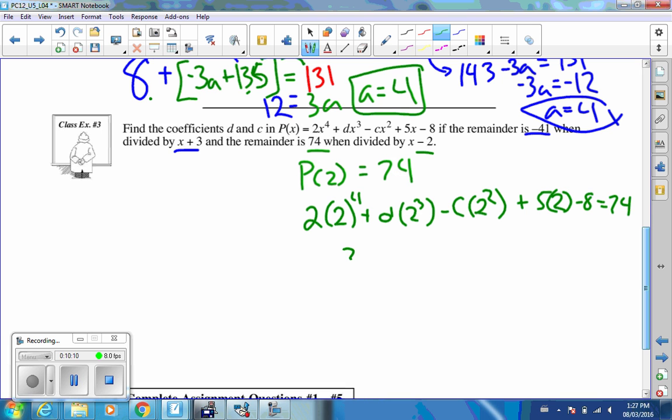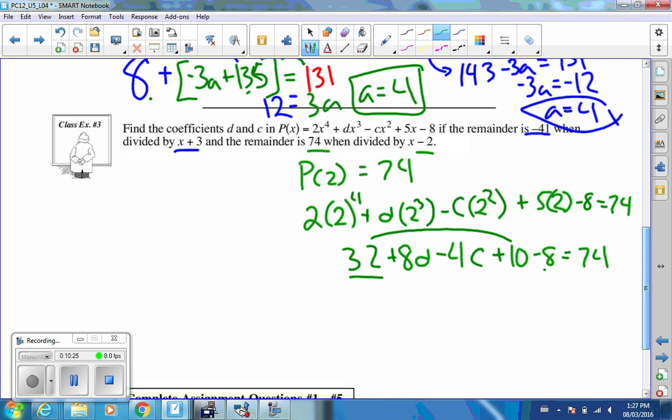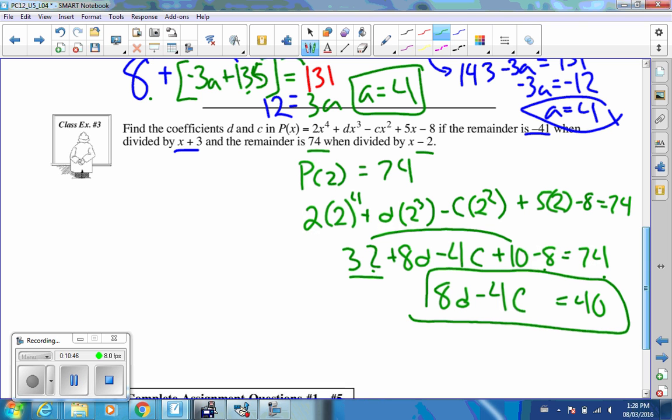Now, combining that all together, that's 32 plus 8d minus 4c plus 10 minus 8 equals 74. Okay, 32 plus 10 is 42, minus 8 is 34. I think 34. So if I subtract that 34 from this 74, I get 40. So 8d minus 4c equals 40. That looks pretty optimistic. Now I can't solve this. This still has an infinite number of solutions. However, there will be another formula over here.